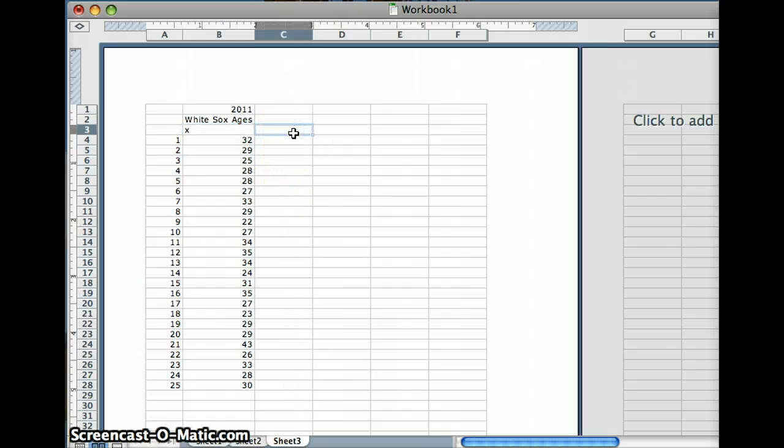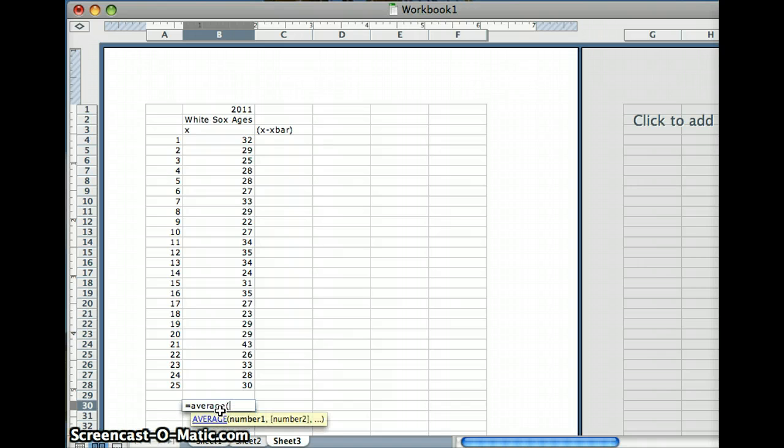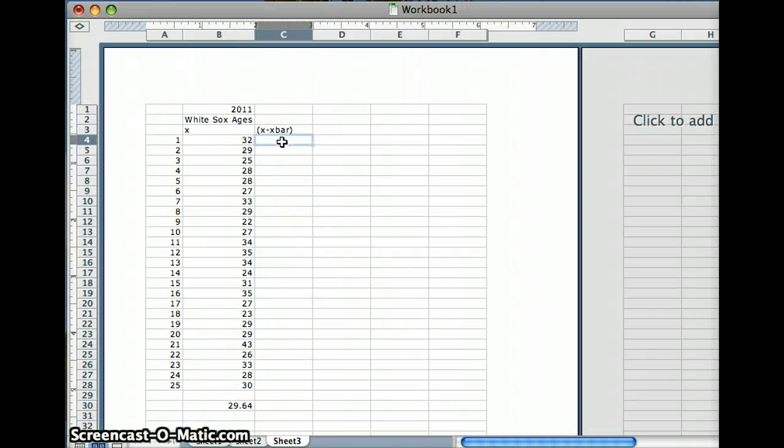The next column I need X minus X bar. So to do that, we've got to figure out what the mean is. So I'm going to let Excel help me. We can construct the mean by adding up the total number of ages and then dividing by 25, since there are 25 numbers in this list. But we'll take a shortcut here with the average. And we have an average age of 29.64.